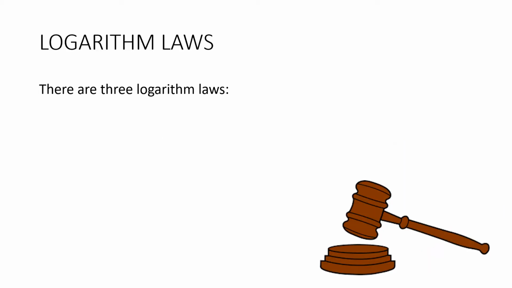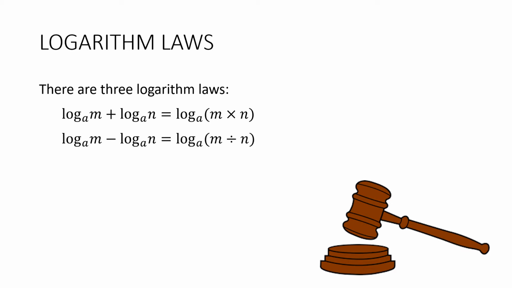And there are three logarithm laws as well. Here's the first one. When we add logs that have the same base, we multiply the arguments. The second one, when we subtract logs that have the same base, we divide the arguments. And then finally, this is log base A of B to the power of C. And in this case, the C can come down the front and we get C multiplied by log base A of B. My students like to call this the clog law.